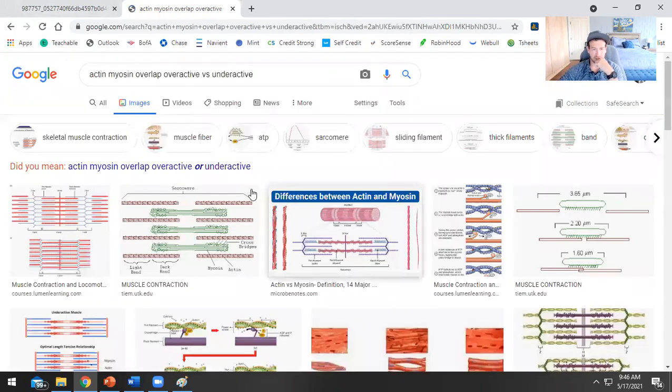Trying to find the picture I want to find. It's actually kind of difficult.